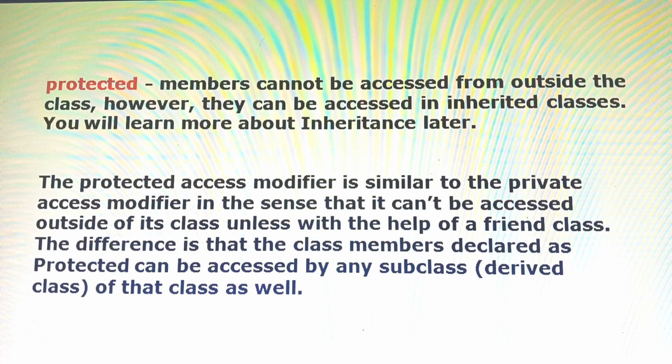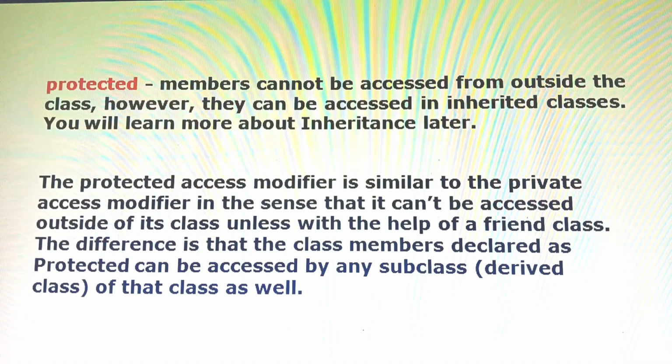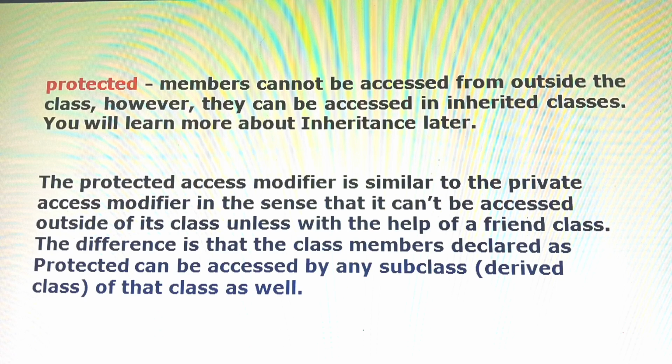The last access modifier is protected. It is similar to private. Once we declare the members, variables and functions, with the protected keyword, or protected access modifier or access specifier, they cannot be accessed from outside the class. However, they can be accessed in an inherited class. Only inherited classes can access them. That we can study later. The protected access modifier is similar to the private access modifier in the sense that it cannot be accessed outside of the class unless with the help of a friend class.